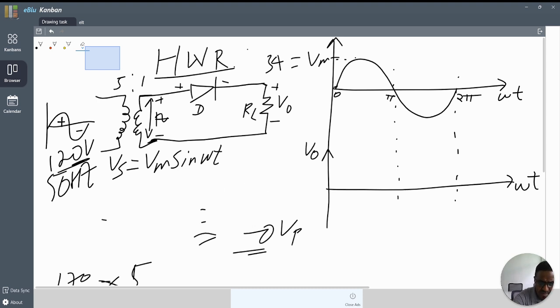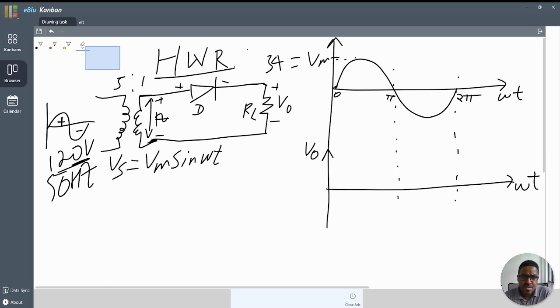During forward time, our diode conducts. During reverse time, our diode blocks. So during forward time, the positive is on the anode side and the negative is on the cathode side, so current passes through the diode.